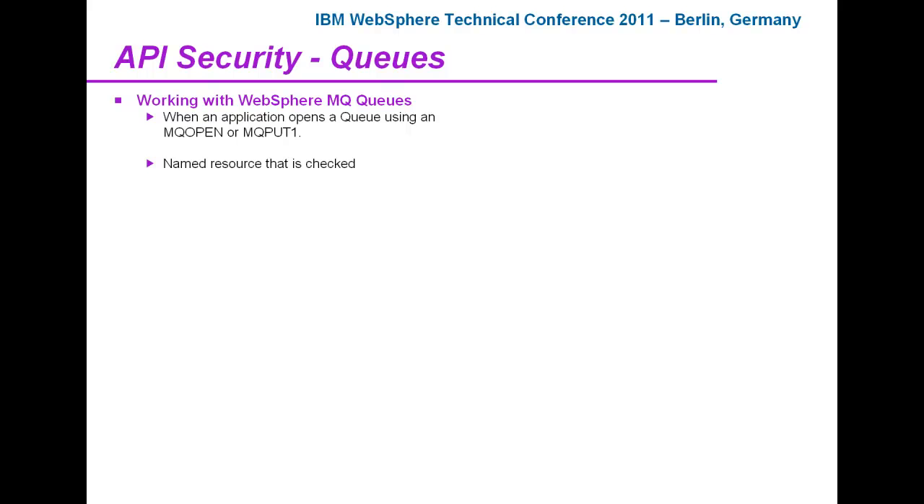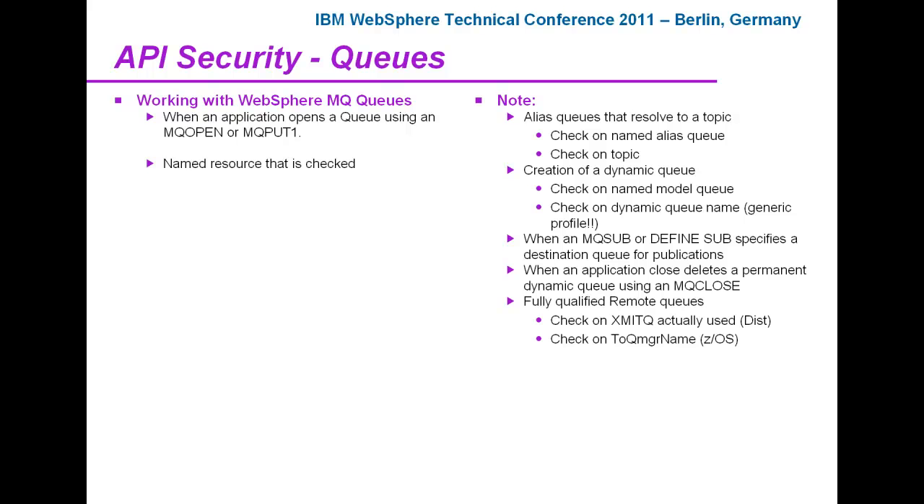I suspect queues and topics are the ones you're always more interested in access control for, so we'll talk about those. We'll start with opening a queue. The main thing to remember about access control when you're opening a queue is that it is the named resource that is checked. So if you're opening an alias queue, you don't have access to the base queue, but the check is done on the alias queue. It's a good way of having a facade against a base queue so no one can really get at the actual base queue. There are a number of exceptions.